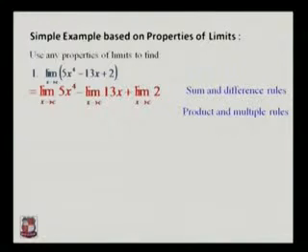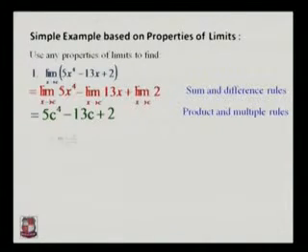Then product and multiple rules. So this is equal to 5 as a constant, we can remove it outside, and x tends to c, so we can put x is equal to c, so that is equal to 5c raised to 4 minus 13c plus 2, because x tends to c doesn't make any difference to 2. So the answer will be 5c raised to 4 minus 13c plus 2.